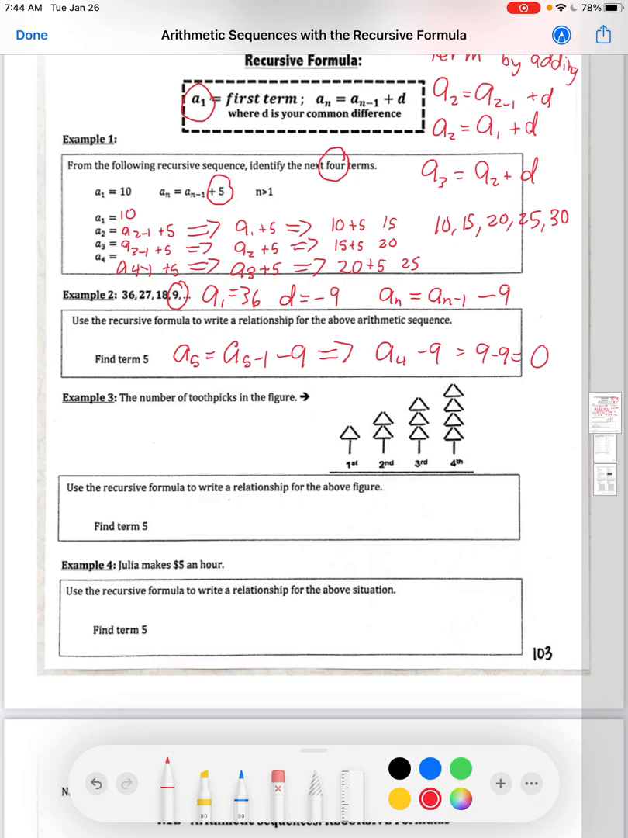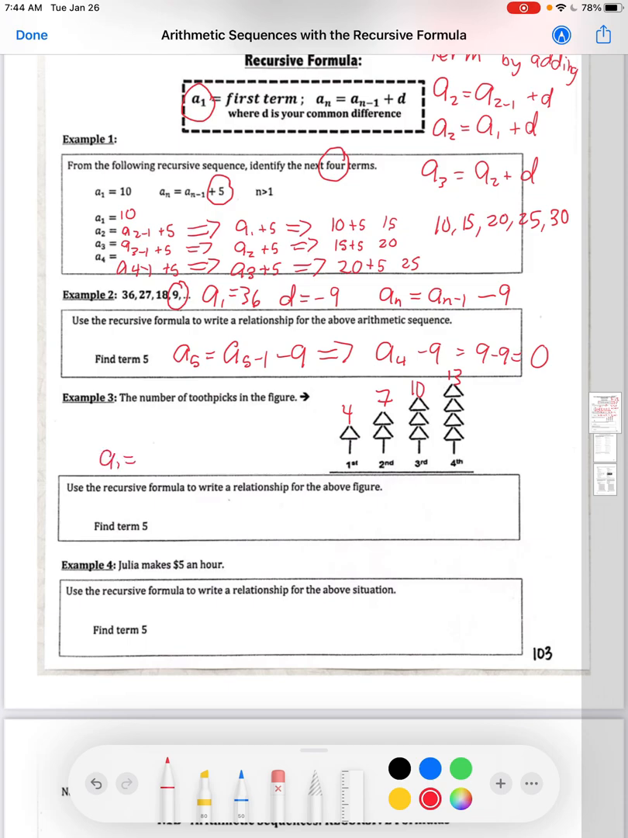So let's go ahead and just count the number of toothpicks in each of these pictures. This one looks like it's got 4, this one's got 7, this one's got 10, and this one's got 13. I'm just counting the number of lines there. So let's go ahead and figure out a recursive formula.